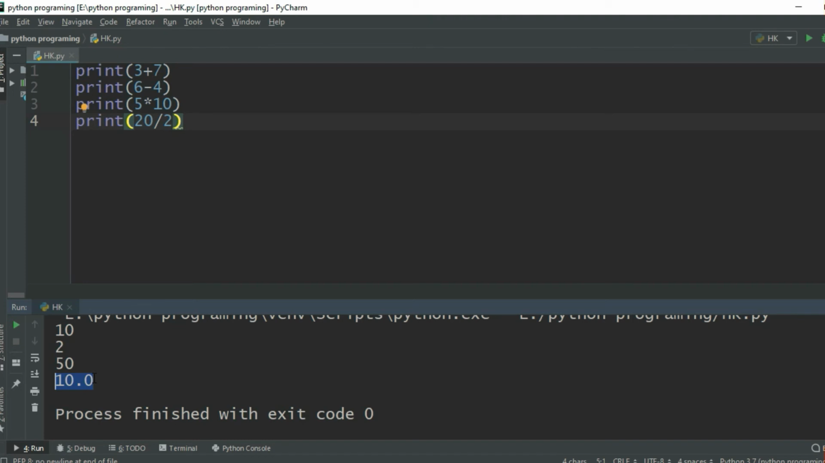Here 10.0 is float division. If we want integer division, we can write double slash. Shift plus F10. Now you can see this is integer division.